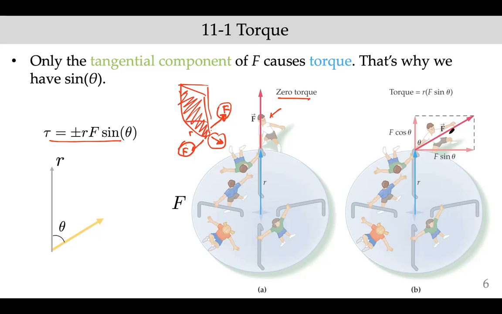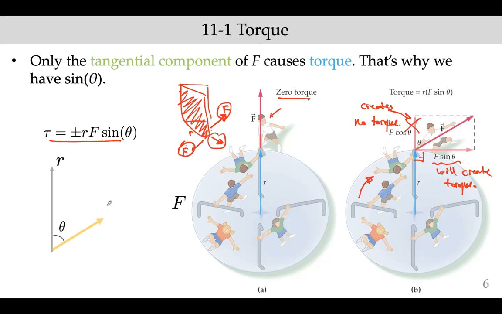But if this kid pulls this merry-go-round in this direction, because this force now has a component in this direction, which is in the radial direction, this component will not create any torque. But this one is perpendicular. This component is perpendicular, so this component will create torque. So what does it mean? If it creates torque, then it means this merry-go-round will rotate.